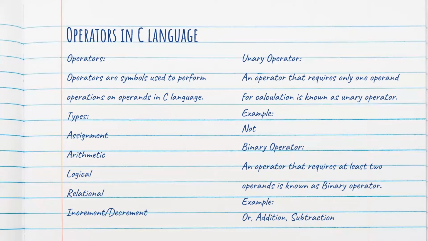Similarly, a binary operator is an operator that requires at least two operands. For example, OR operator, which is a logical operator, addition operator, and subtraction operator. These operators require at least two operands to perform operations. So that's why these operators are known as binary operators.